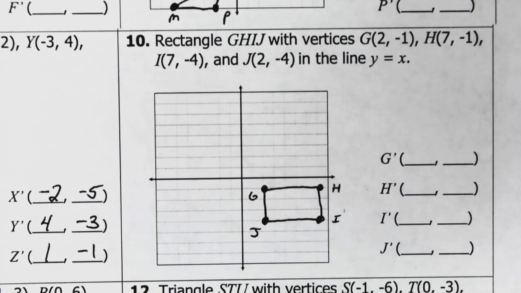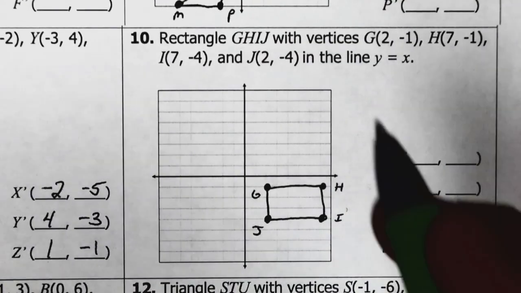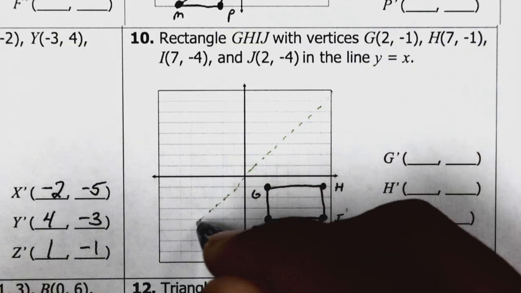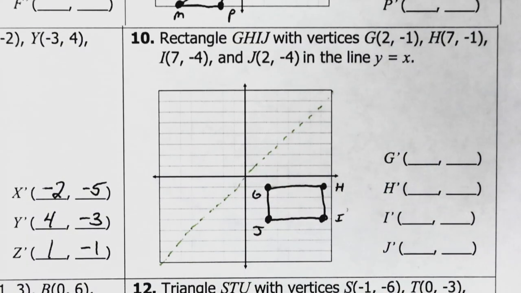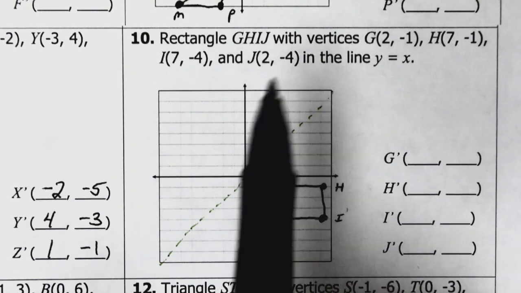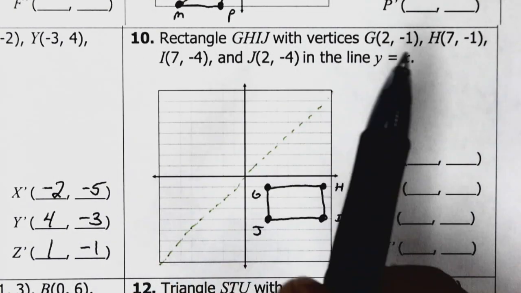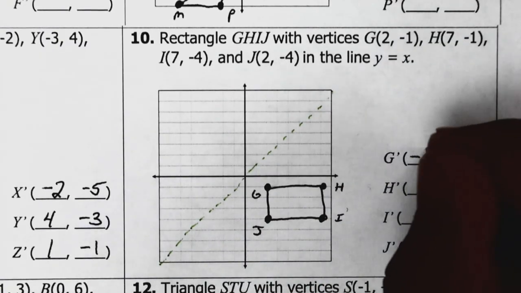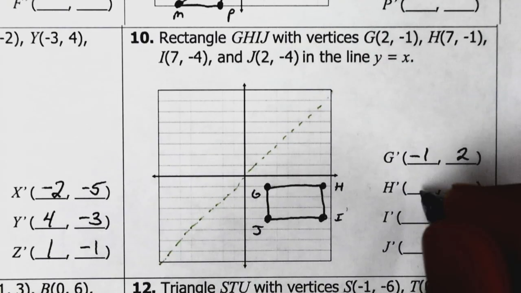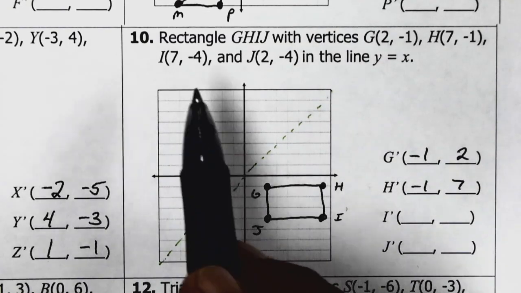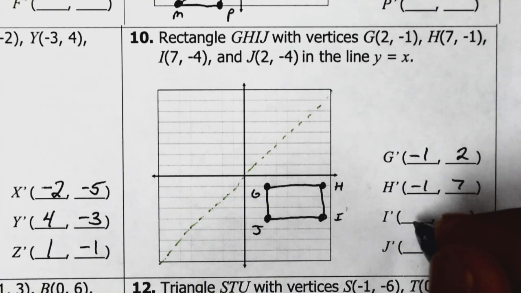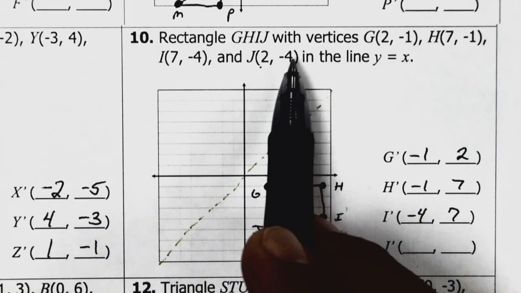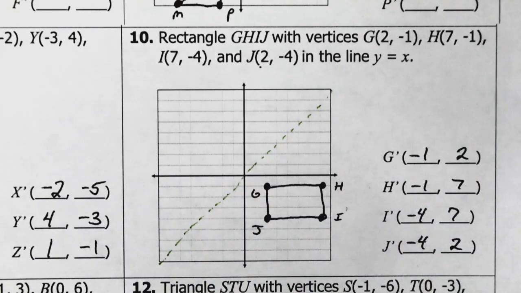So the line is y equals x again. So y equals x is the diagonal line that cuts across. I'm trying to be a little bit more neat. And then all you have to do, once again, is swap the x and y coordinates for g, h, i, and j. So g is 2, -1, so g prime is -1, 2. H is 7, -1, so h prime is -1, 7. I is 7, -4, so i prime is -4, 7. J is 2, -4, so j prime is -4, 2.